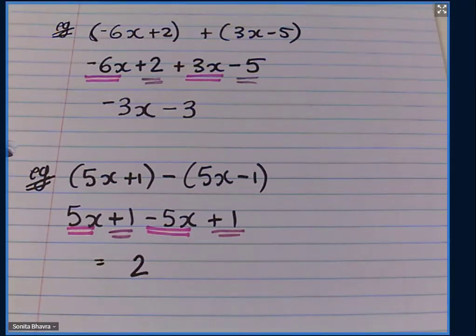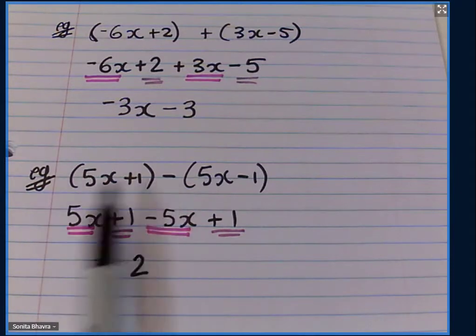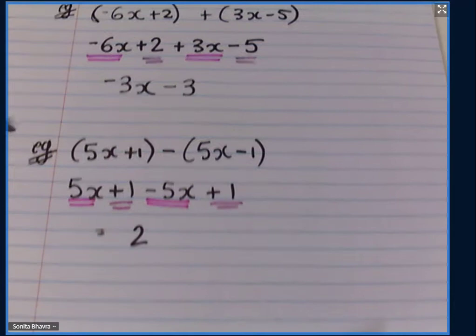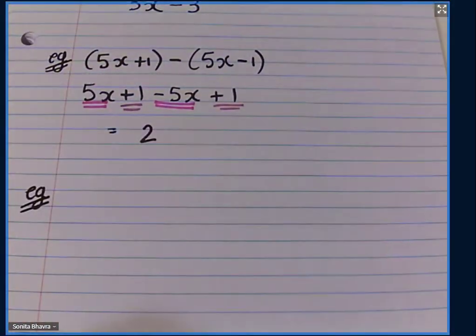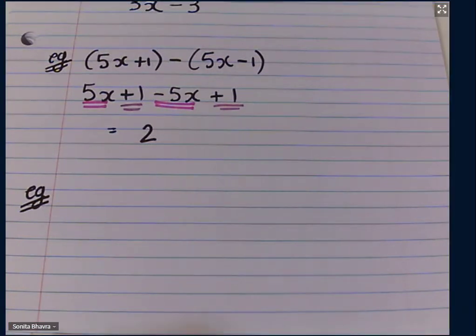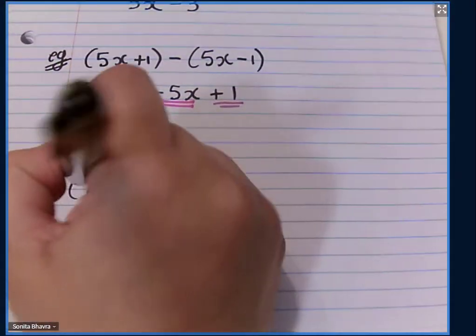Okay, so this was just a little bit of a review. The examples we're looking at today are going to have a number in front of the brackets. So what you've done in algebra before, we have to multiply everything inside of that bracket. So let's take a look at an example. Let's do this one here.